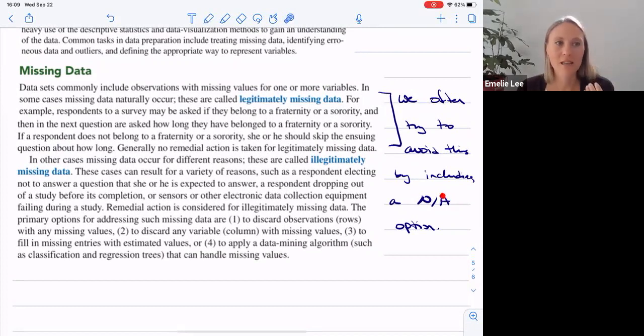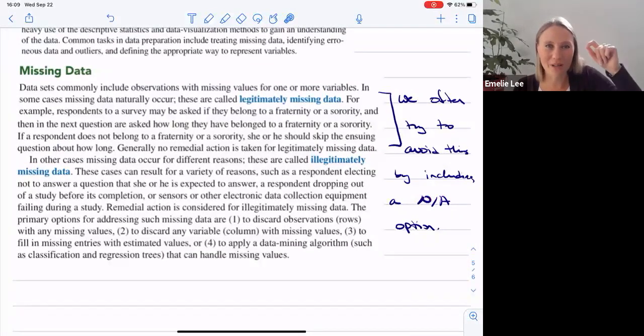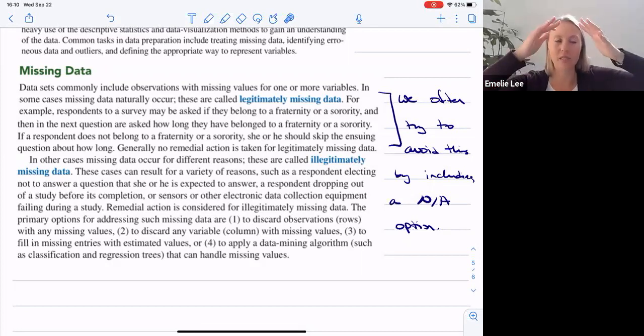But if you forget, then you'd have to go through and look at, okay, was the previous answer no? If the previous answer was yes, I do belong to a sorority, in my case, right? And then I didn't answer the rest, right? The next question, how long have I belonged in that sorority? Then we call that illegitimately missing data. Okay? So you've got kind of legitimately missing data and illegitimately missing data. Illegitimately missing data is going to be more of a concern.